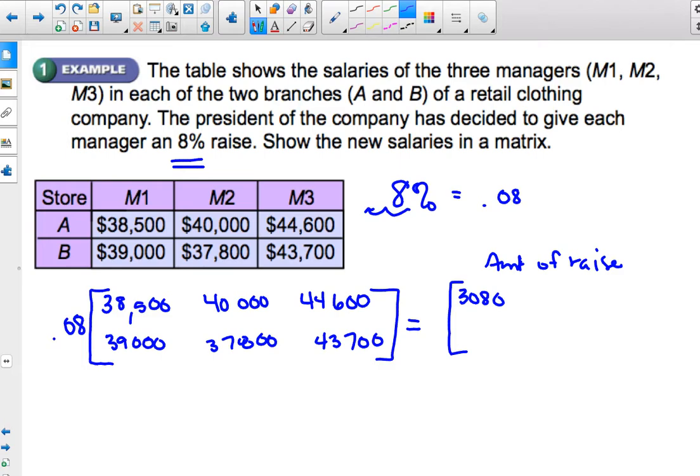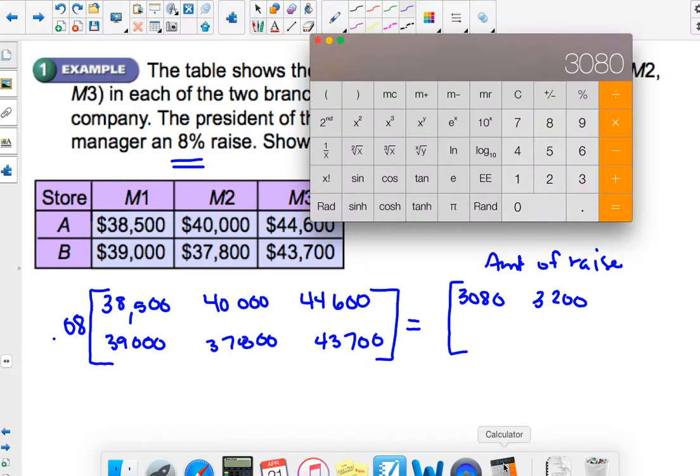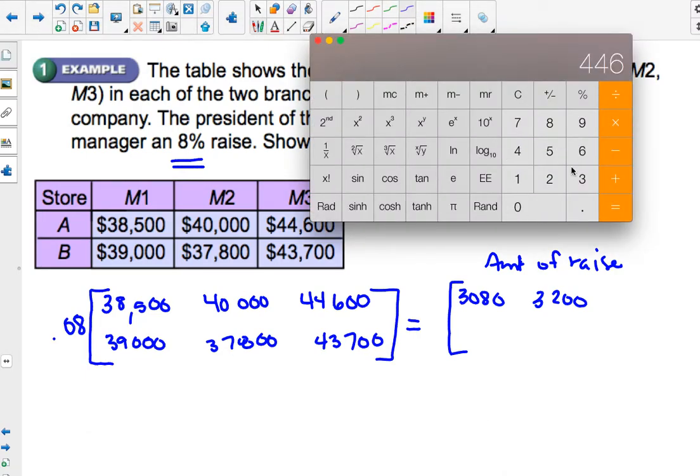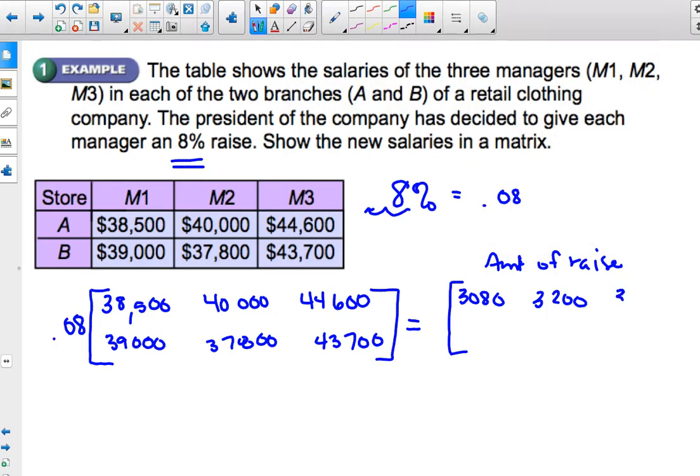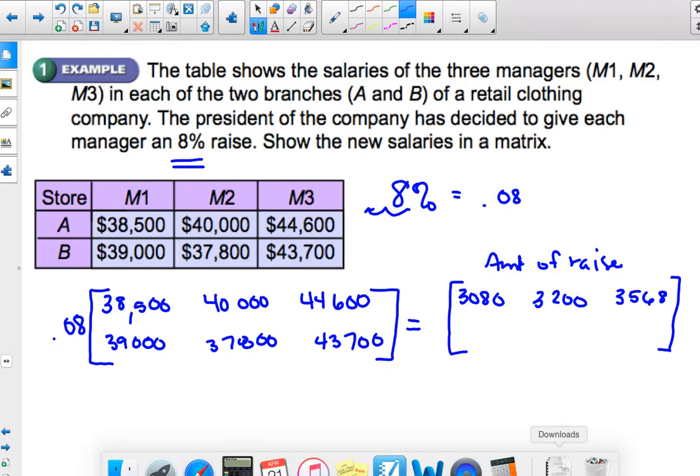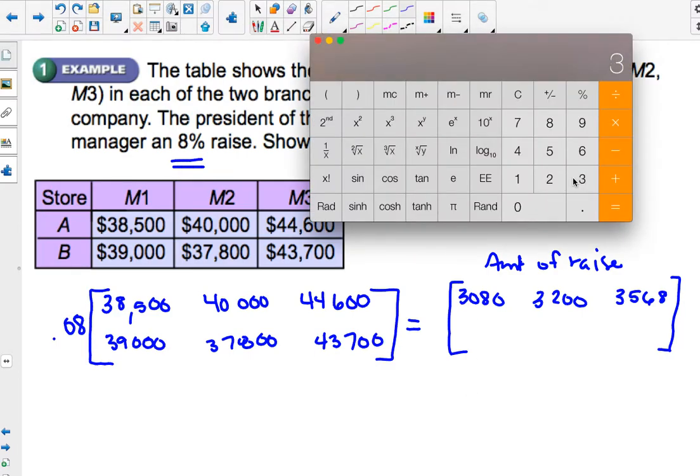Right? So 40,000 times 0.08, that one is going to be 3,200. 44,600 times 0.08 is 3,568. Okay. 39,000 times 0.08 is 3,120.